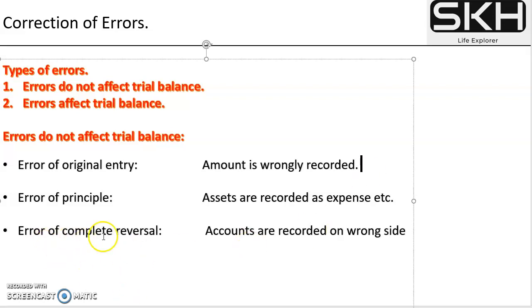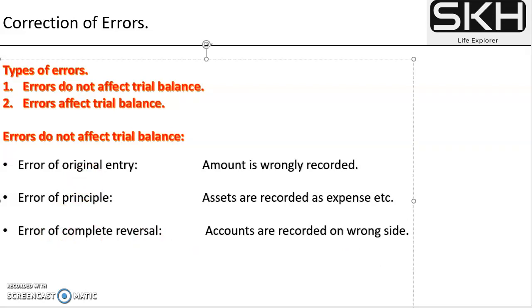The third one is error of complete reversal. Complete reversal means you switch the sides of accounts while you are recording the transaction. For example, when you deposit cash into the bank, you debit bank and credit cash. But instead of doing that, you do the opposite. You debit the cash and credit the bank. So your amounts were okay, but you switched the places of the credit and debit accounts.